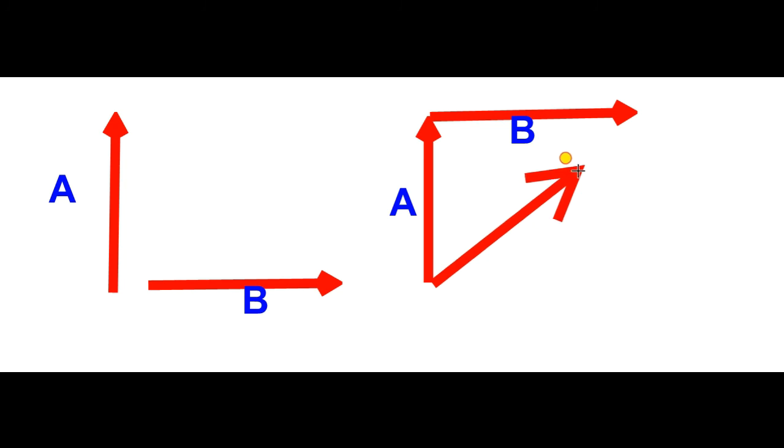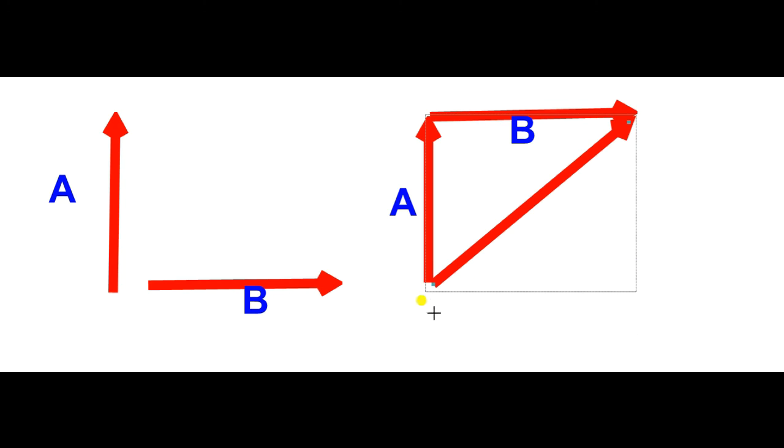Then for the second vector, we have to draw it in the same direction as it actually has, but we place the tail of the second vector at the head of the first vector. This is vector A, this is vector B. To get the resultant, according to the head to tail rule, we have to join the tail of the first vector to the head of the second vector. In that case, we will get the resultant vector, denoted by R.